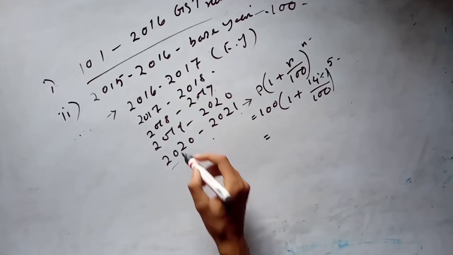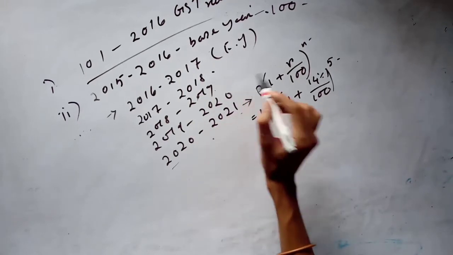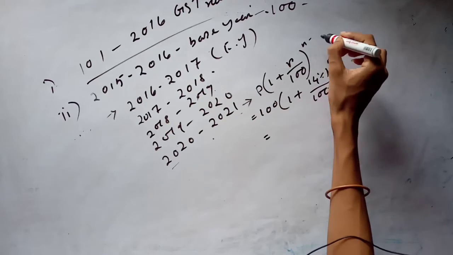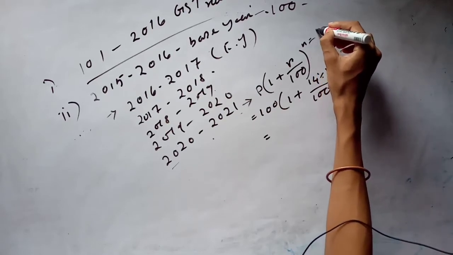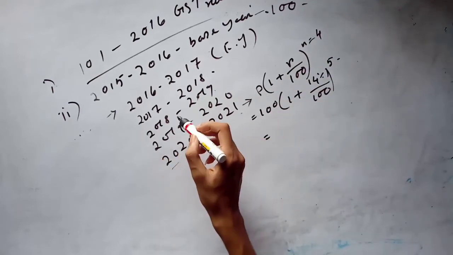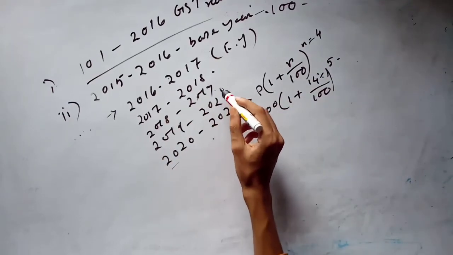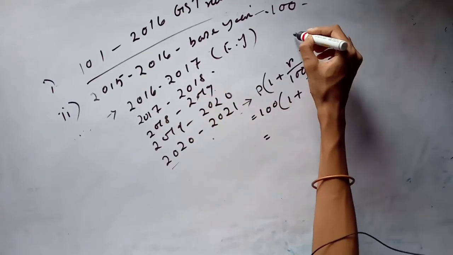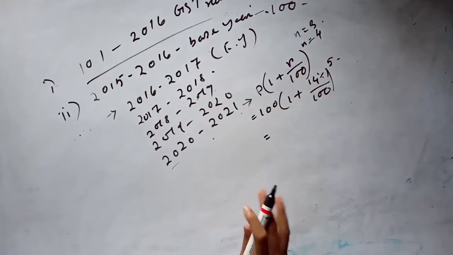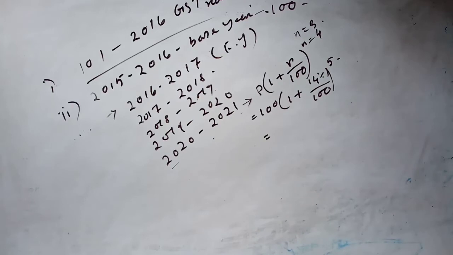What will be the revenue of 2019-2020? The number of years will change, then N will be 4. What will be the revenue of 2018-2019? Then N will be 3. This is the process of calculation. I think this is clear.